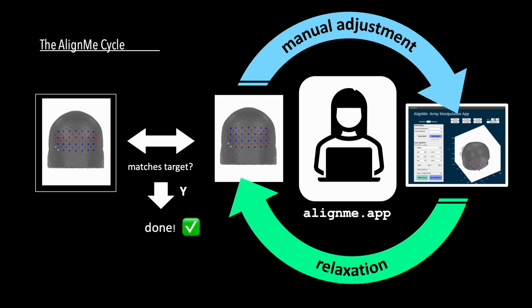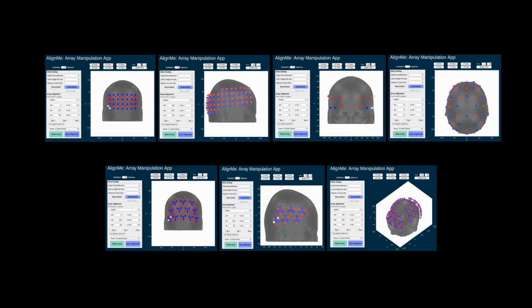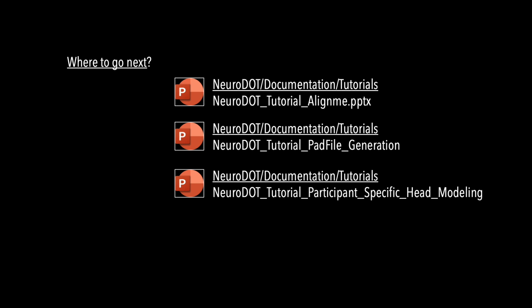Alignment will be considered complete once the target placement is obtained. Working through the exercise will help you understand basic use of the Alignme app. This will prepare you to carry out array alignment in more advanced tutorials, as well as in your own applications. See the PowerPoint presentation and its associated M-file script for details. Guided exercises for generating a pad file and for creating a subject-specific finite element head model are also available.